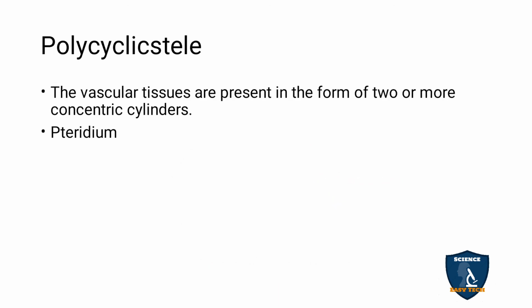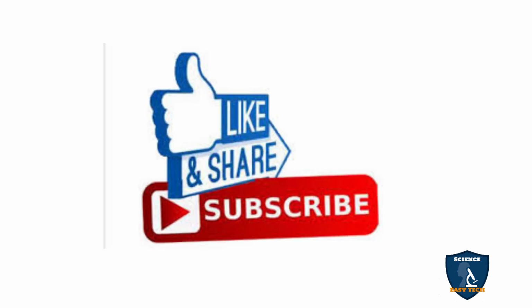Polycyclic stele: the vascular tissues are present in the form of two or more concentric cylinders. Concentric means in a circular way. This is called concentric cylinders. Example, Pteridium.